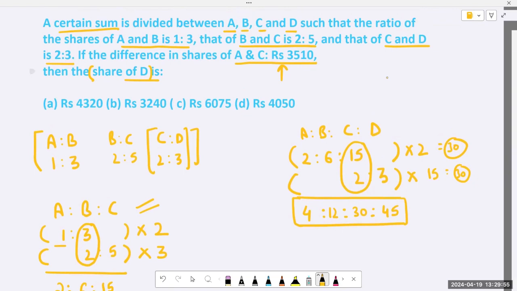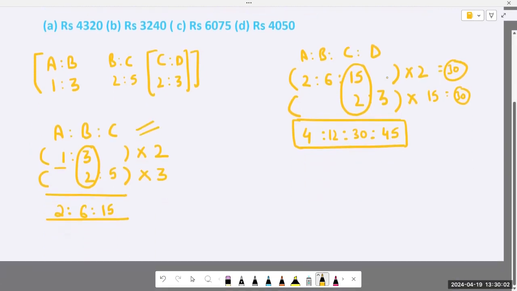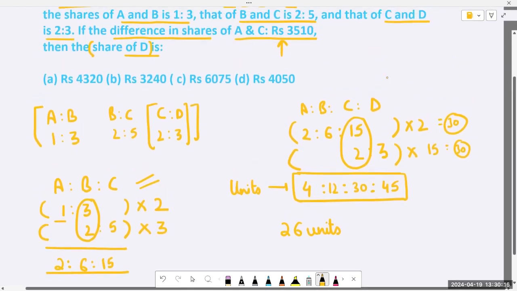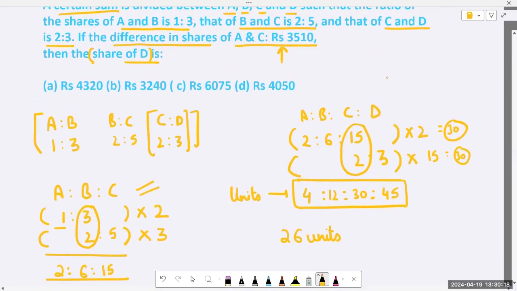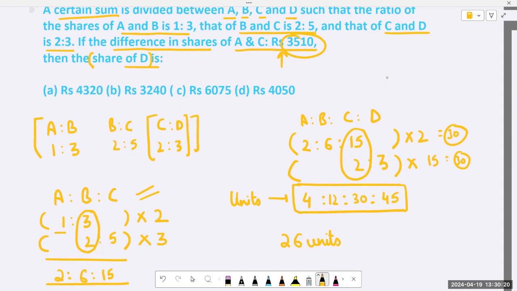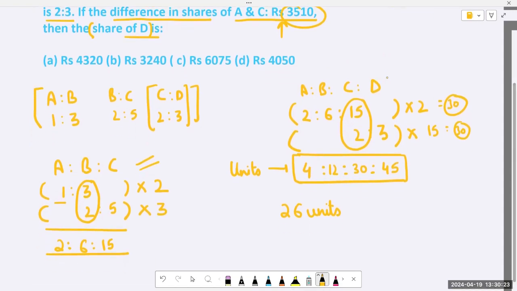The question is saying the difference in the shares of A and C is rupees 3,510, which means if we subtract the ratios of A and C, it will be equal to 26 units. As we have studied in the previous videos, all these ratios are just units, and we need to compare these units with the given values. For example, here the value is 3510, so we'll equate 26 units to rupees 3510.